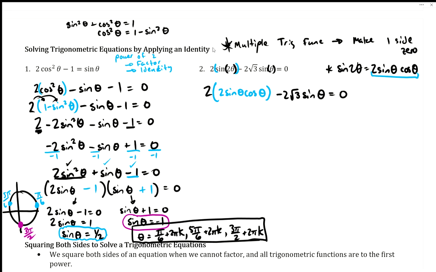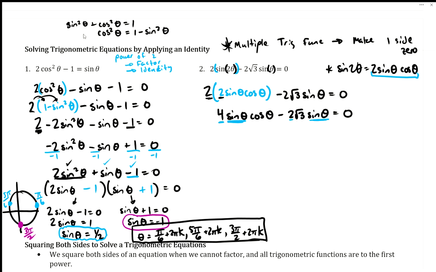Let's continue simplifying. The 2 and the 2 just multiply like normal, so that's 4. So we have 4 sine theta cosine theta minus 2 square root 3 sine of theta equals 0. Now all of our trig functions have a single angle theta, so they're no longer special angles. Again, we're often trying to factor if you have multiple trig functions. Notice there's a sine of theta in common in both, and there's also a 2 in common. So let's take those out.